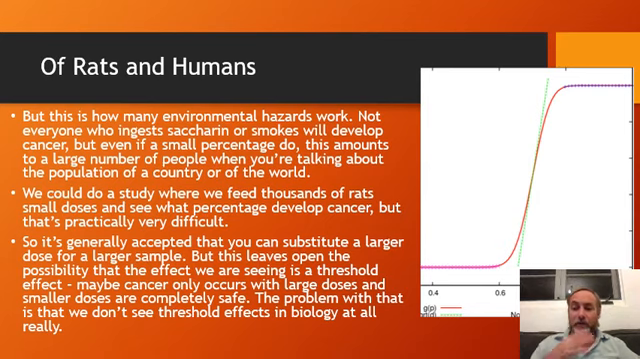So you could do the study that way, which would be more realistic, I guess. You feed thousands of rats relatively small doses and then see what percentage develop cancer. But it's a generally accepted practice that you can substitute a larger dose for a larger sample. So I don't want to feed 1,000 rats a little bit of saccharin every day, maybe the equivalent of 2 cans of soda. So I'm going to take a smaller sample and feed them the equivalent of 800 cans of soda. And it's generally accepted that it works out roughly the same.